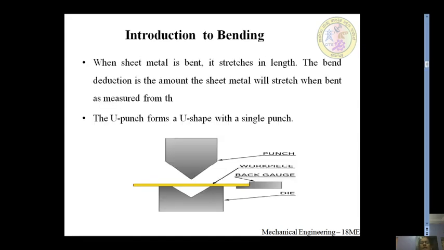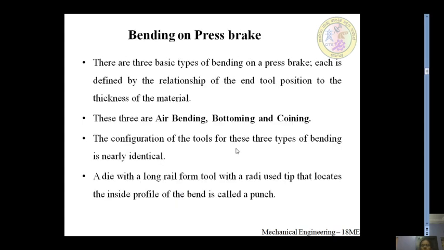In bending, when sheet metal is bent, it stretches its length. The bend deduction is the amount the sheet metal will stretch when bent, as measured from the height. The U punch forms a U shape with a single punch. You can see that this is the punch, this is the die, this is the shape. The backgauge is a support, and the work is placed over there. The punch moves in the downward direction and the bending takes place over here.